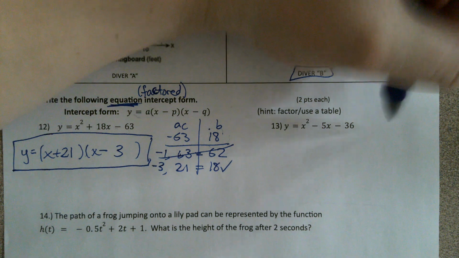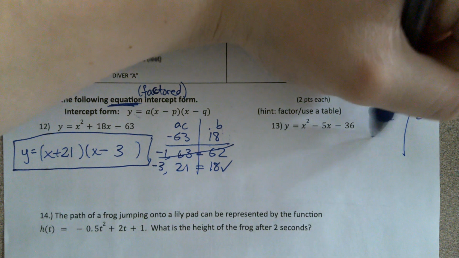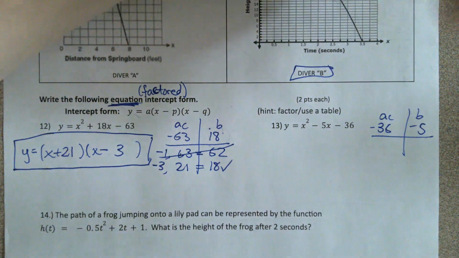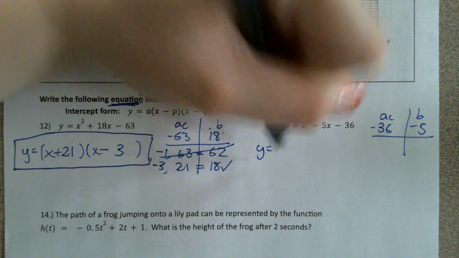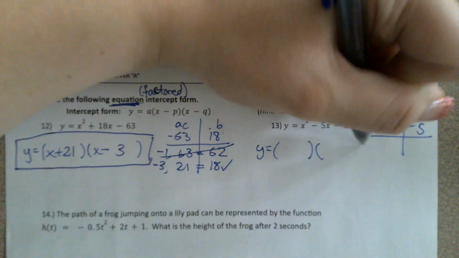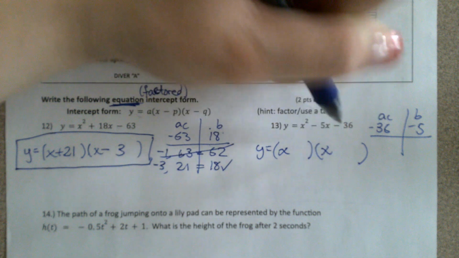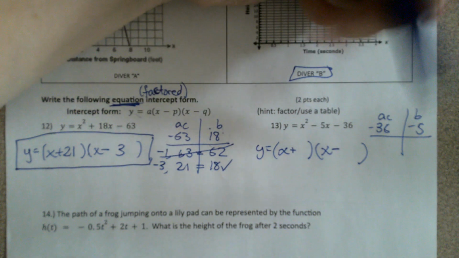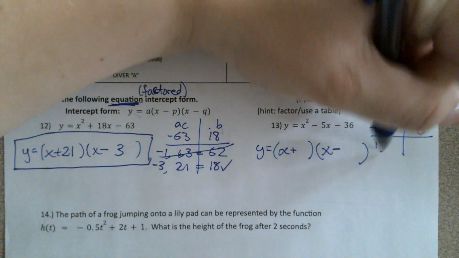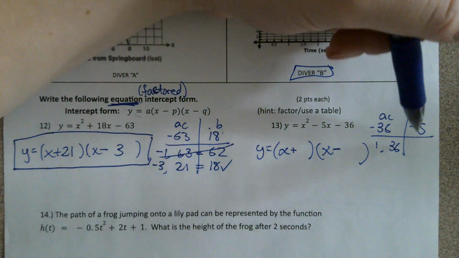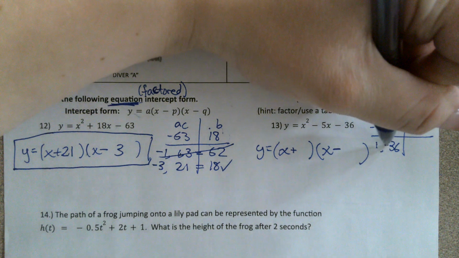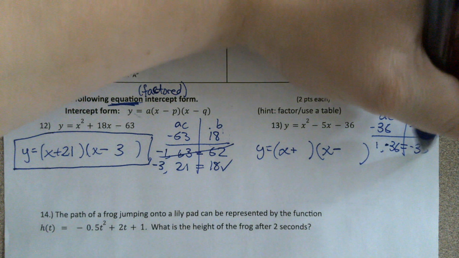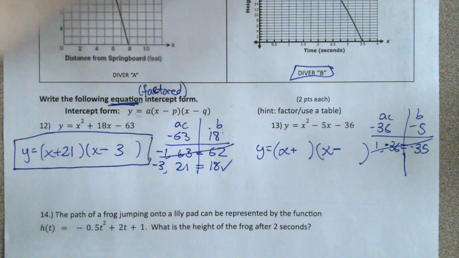13, same thing. ACB chart. AC is negative 36. B is negative 5. Again, we can set this up. X, we've got a negative 36 again, so we got that plus minus. All right. We can throw out the obvious 1 and 36. To get a negative 5, my big number has to be negative. 1 minus 36, that's negative 35. Not even close.